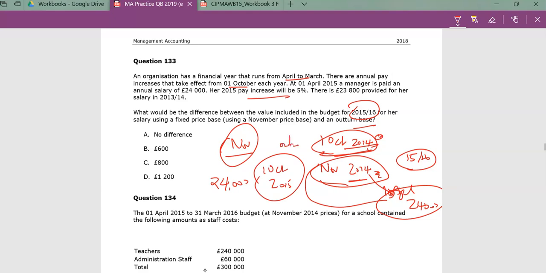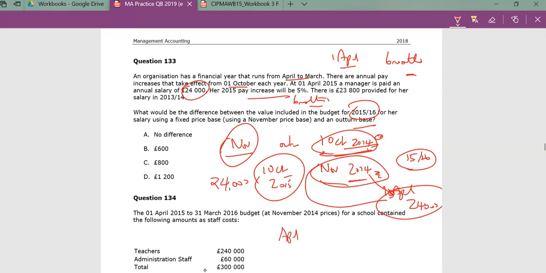It takes this into account right at the beginning of the 1st of April. It takes the fact that she's going to be earning 6 months of that pay rise. It puts it in its calculation, takes it into account, if you like, within its budget. So what we have to do is find the 5% of the 24,000, and we only need 6 months of it because she only starts getting it from the 1st of October 2015.